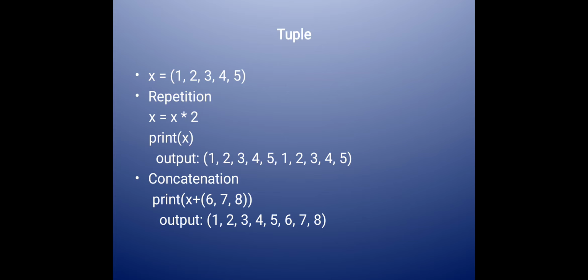Then comes concatenation. That means here the x is 1 2 3 4 5. Then print x plus a tuple 6 7 8. That means it will append that tuple to the previous tuple. So here the output will be a tuple of elements 1 2 3 4 5 6 7 8.